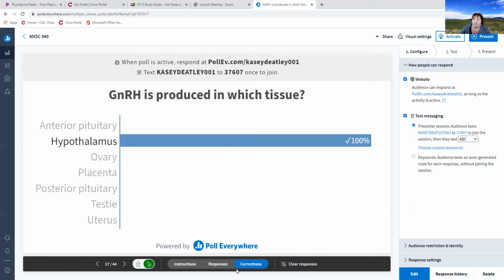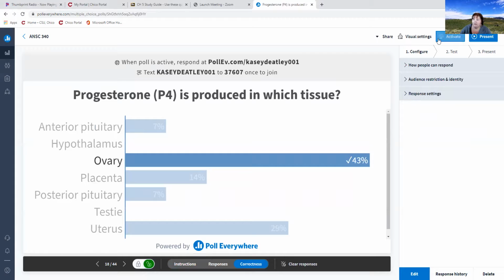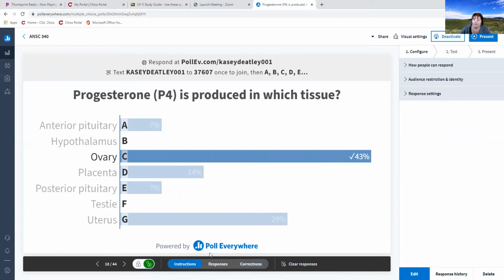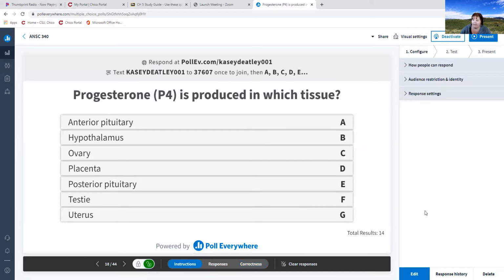All right, so let's go to our next one. I've got to activate it and unlock it. Okay, so let me clear the responses. There we go. Okay, so progesterone or P4 is produced in which tissue?